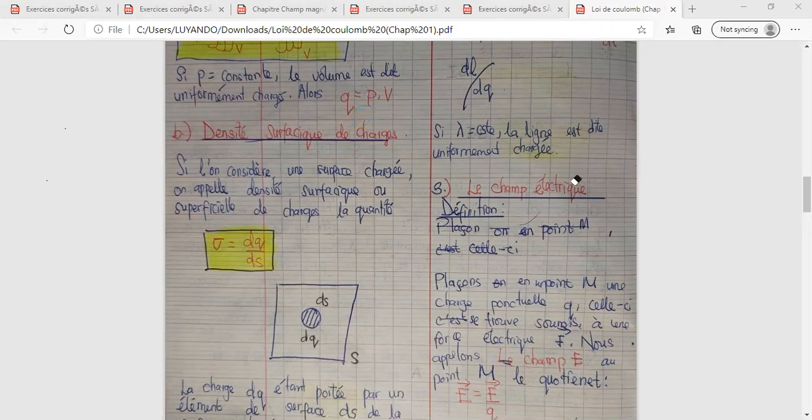So we have 3, le champ électrique. Champ is field, so simply that's just electric field. And I'm sure most of us did electric field in physics. So now we're talking about electric field. It's le champ électrique in French. So, definition.